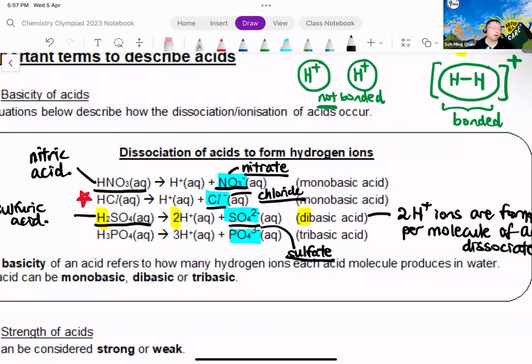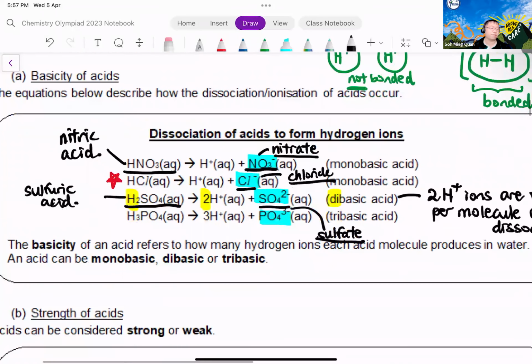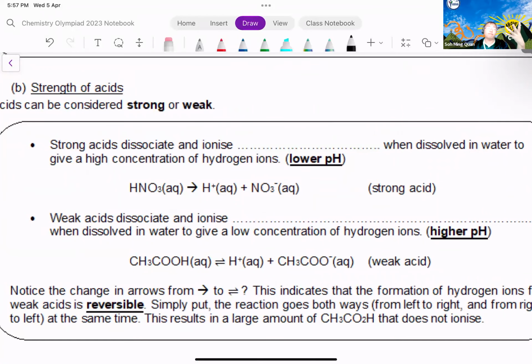Okay, moving on to the next important concept, which is strength of acids. Now, strength means strong versus weak. So what does it mean by strong acid? A strong acid is a substance that dissociates and ionizes completely when dissolved in water, and this gives a high concentration of H+. So for example, nitric acid is a strong acid because it dissociates completely. 100% of the HNO3 will dissociate. At the end of the reaction, there's no HNO3. It's only H+ and NO3-.